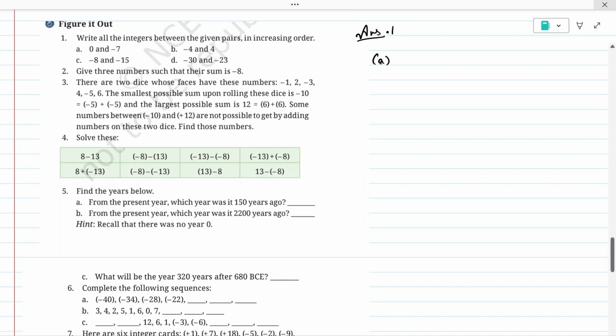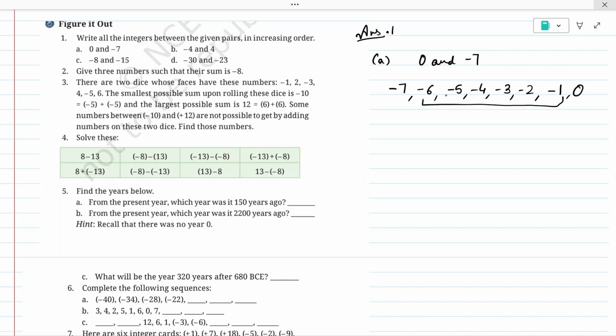So I'll pick the first part. We have to write the numbers between -7 and 0 in increasing order. So here the smallest number is -7. Then we have -6, -5, -4, -3, -2, -1. And then we'll have 0 here. So between this, we have these numbers in ascending order. Okay. And similarly, you can write down the numbers in these ranges.